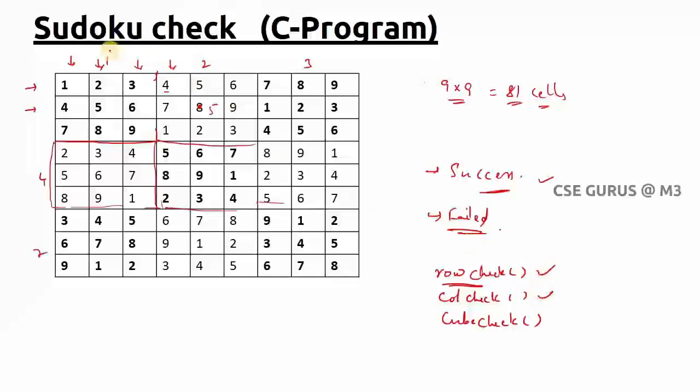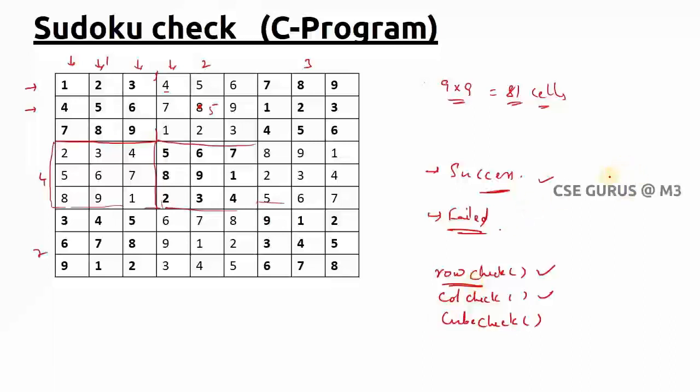Column check is the same thing for columns. Each column must have the numbers from 1 to 9 exactly once. And cube check, as I told you, is for each cube: first cube, second, third, fourth, fifth, sixth, 7, 8, 9. For each cube also these constraints must be satisfied. So how do we write a program, and based on what?